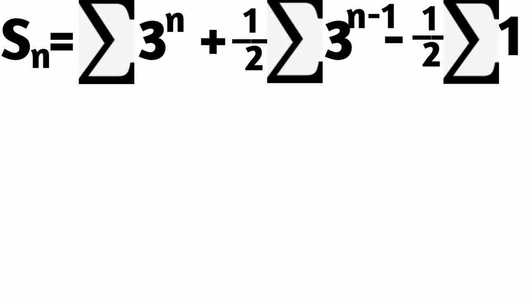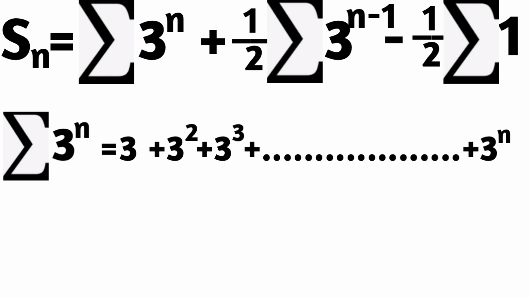Now Sn can also be written as sigma 3^n + 1/2 sigma 3^(n-1) + 1/2 sigma 1. Now we will find the sum of these three sums. By putting in these values, we can find the general sum of the given series. The meaning of sigma 3^n is 3 + 3^2 + 3^3 + ... + 3^n.